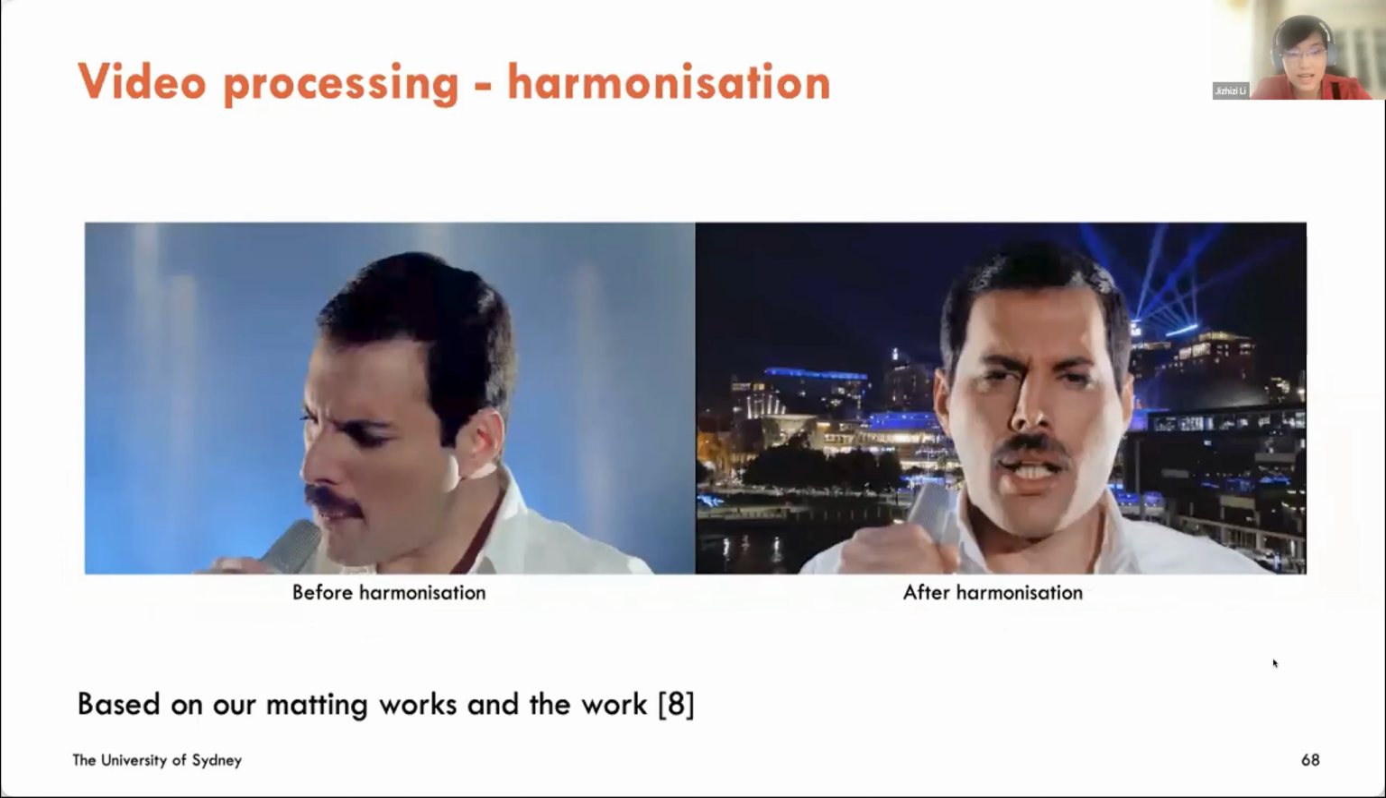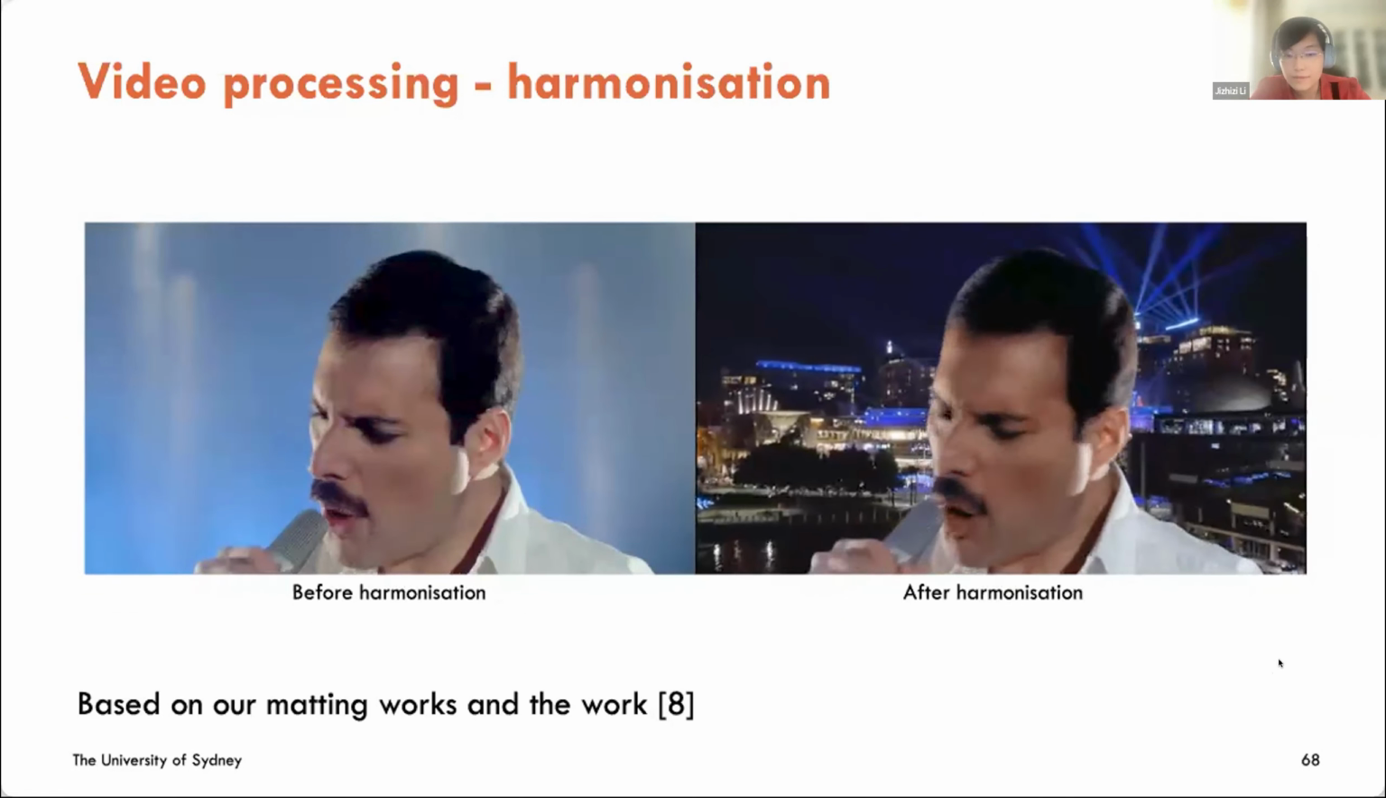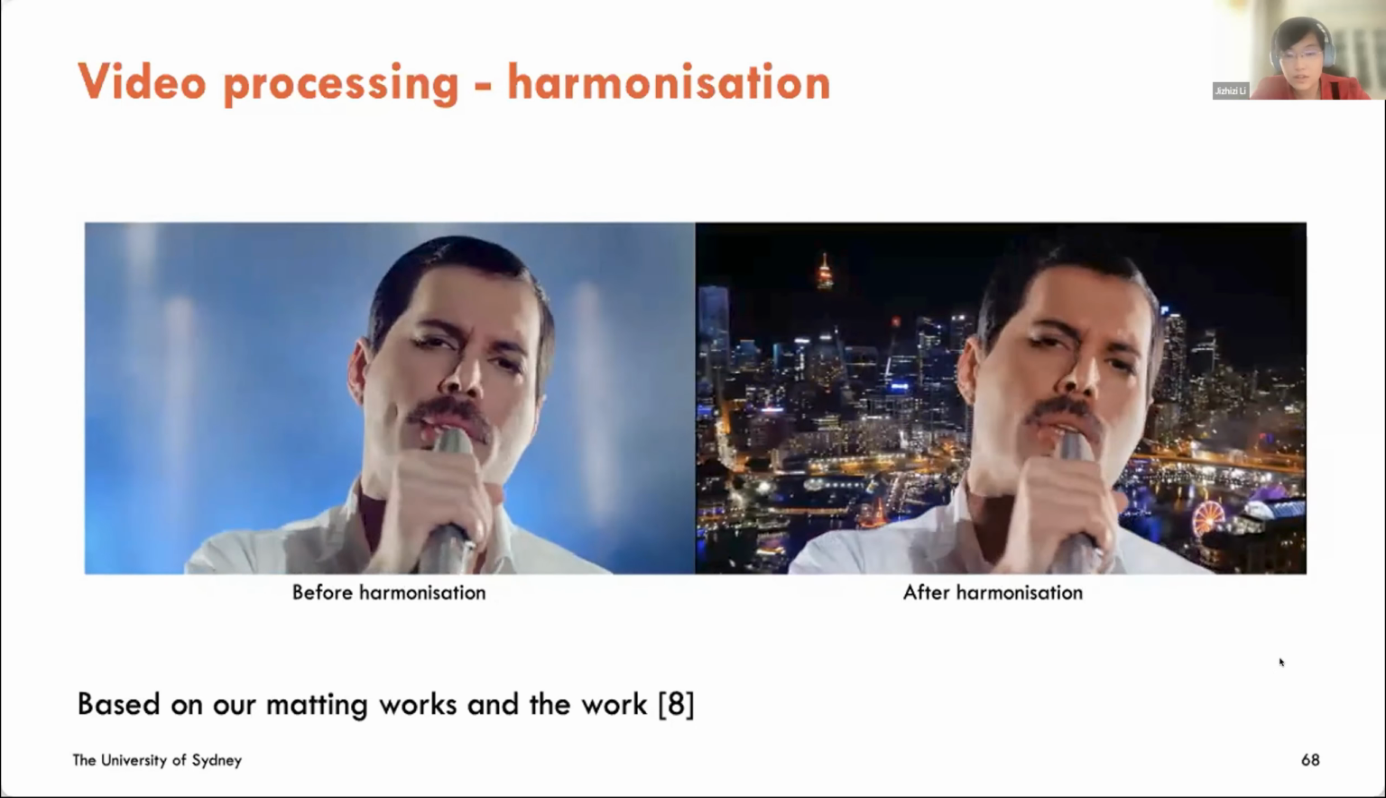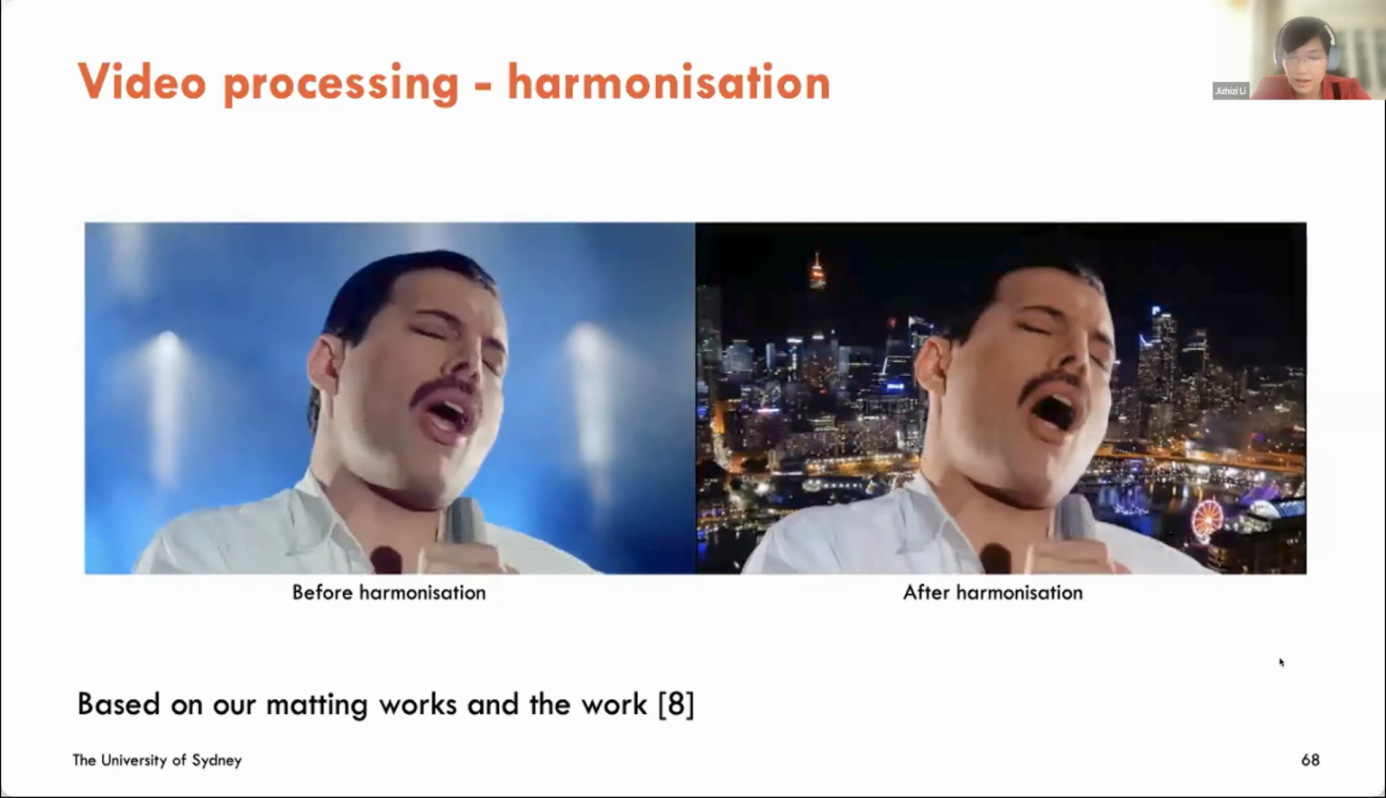And here is what we do with harmonization. What is image harmonization? We want to change the color of the face according to the background. The video on the left is before harmonization, the original video, and the video on the right is what we get using our matting work and also the harmonization work. So we are able to change the color of the face accordingly with the color of the background. If the background is a little bit dark, the face will be a little bit dark.